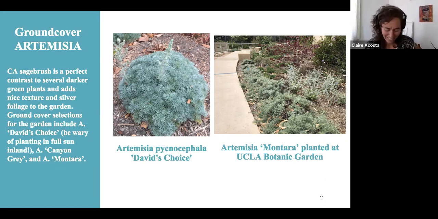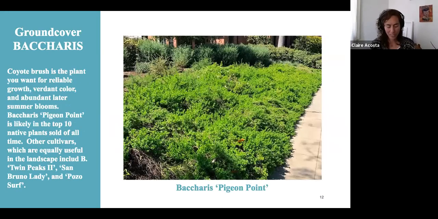There's ground cover Baccharis. So coyote brush is great, really reliable, pretty fast grower, like just kind of like the humble workhorse of the garden, like nice evergreen, you know, all year long, has some summer blooms. Here it says Pigeon Point is like probably the top 10 native plants sold of all time. And just because of its like sturdiness. It's also, Baccharis pilularis Pigeon Point is on your easy list. So I kind of put like a little, you know, asterisk for anything that's easy, but this Pigeon Point would definitely be on the easy list.